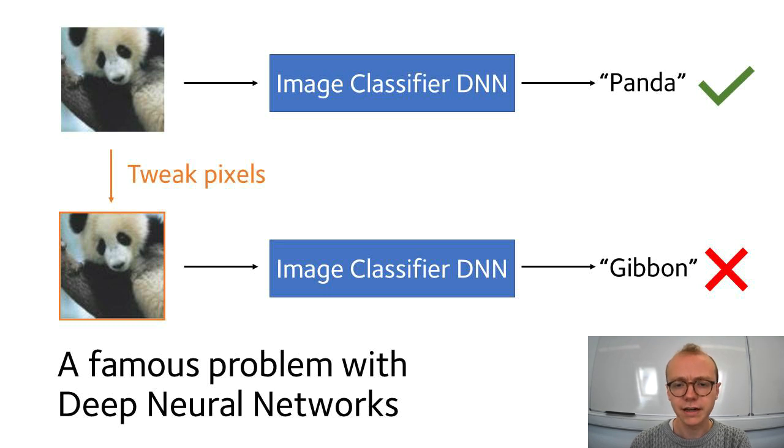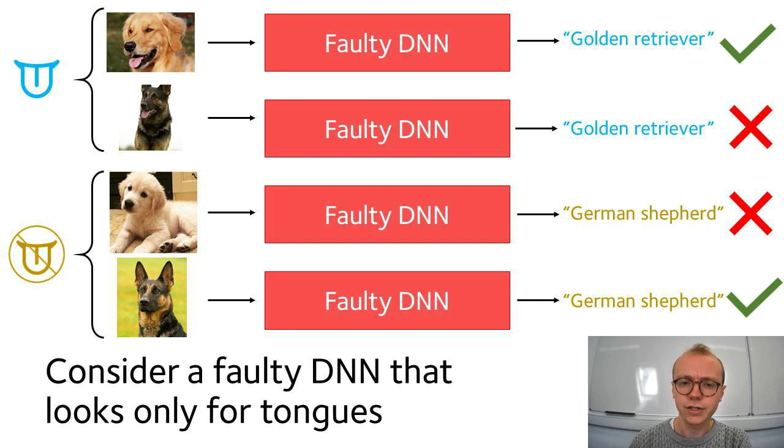Most methods for the testing of deep neural networks use these pixel tweaks to generate test inputs, but there is a significant limitation of this approach. To understand this shortcoming, consider a faulty deep neural network that looks only for tongues. So if a dog has its tongue out, it gets classified as a golden retriever, no matter its true breed. And if a dog doesn't have its tongue out, it gets classified as a German Shepherd, no matter its true breed. This tongue example is just for illustration, but classifiers picking up on spurious correlations like this is a real problem that can cause deep neural networks to rely on incorrect features like this.